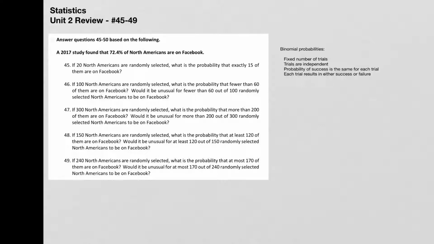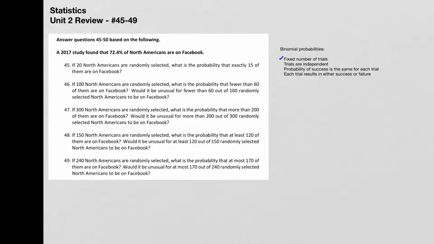And if we look in each of these problems in 45, it says if 20 North Americans are randomly selected, blah, blah, blah. So the 20 North Americans would be your fixed number of trials, and you have that in each of these problems. So that works.